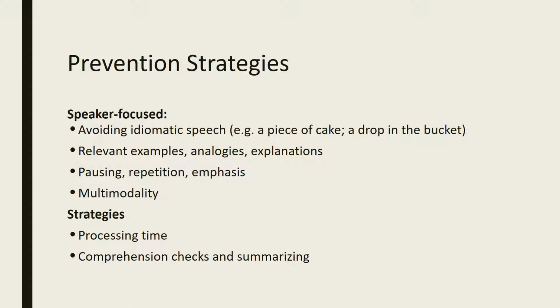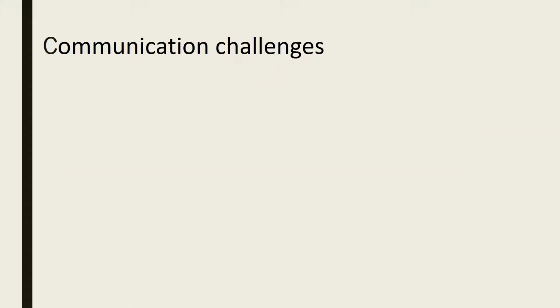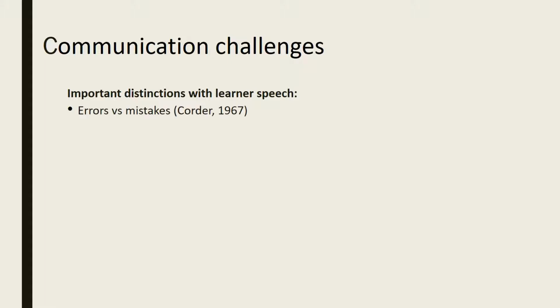Turning now to learner speech, there are a few important distinctions to get out of the way. The first such distinction is between errors and mistakes, and it comes from Corder in 1967. An error is a deviation that arises from a lack of knowledge, so errors represent a lack of competence. Mistakes, on the other hand, are when a learner is not performing up to his or her competence. These can linger longer than one would hope, but they do slowly disappear with practice.